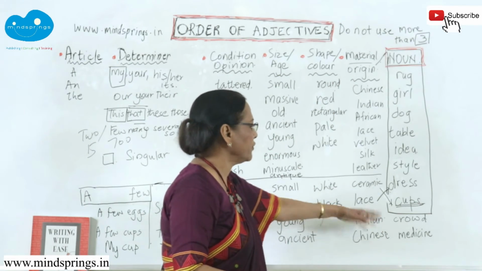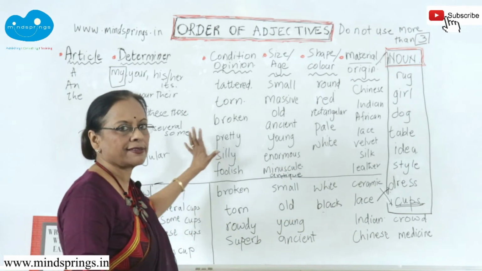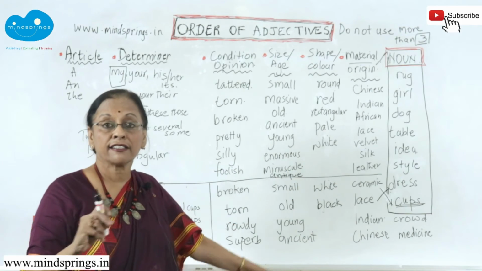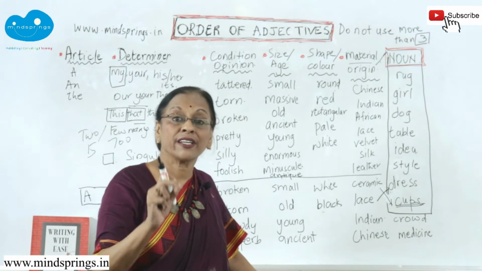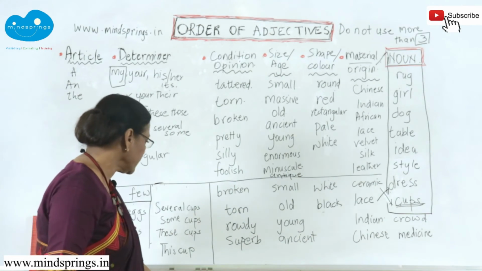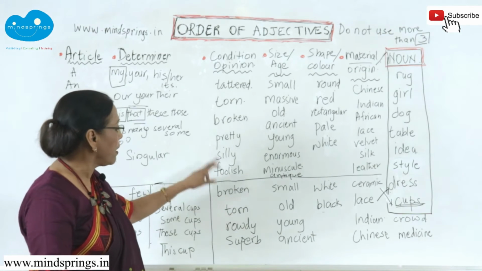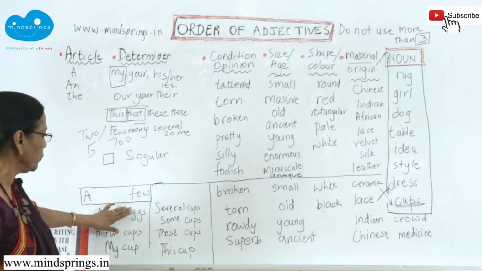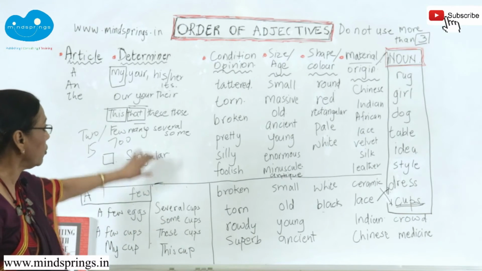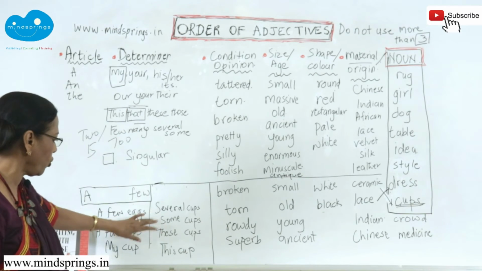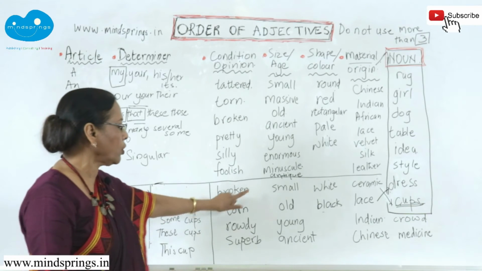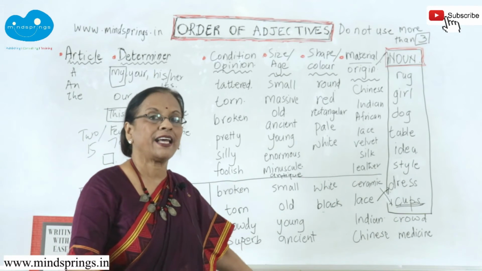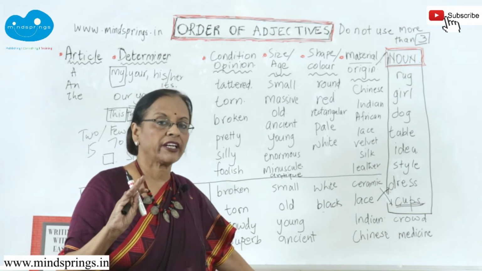And then I put a lot of nouns so that you can practice. You can actually use this, make full sentences and practice and see whether it works. Now let us look at a few sentences. So if I say a few, or if I say several, or if I say this or these, broken small white ceramic cups, it's perfectly all right.